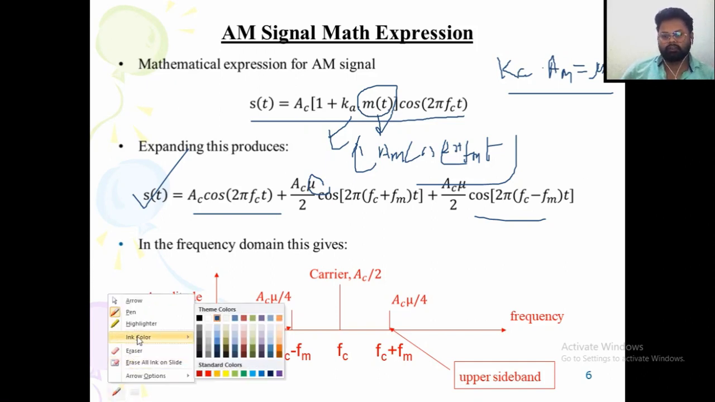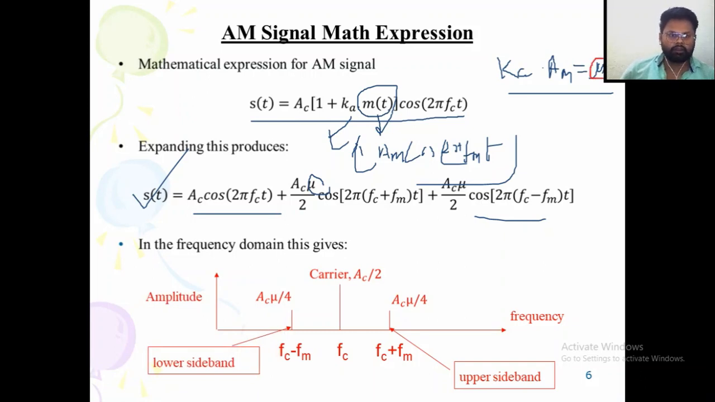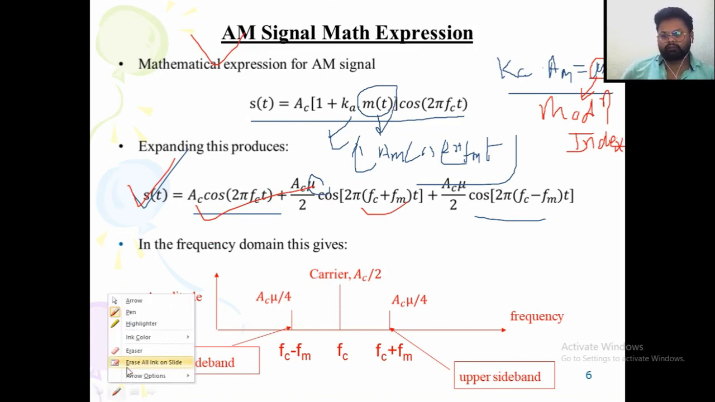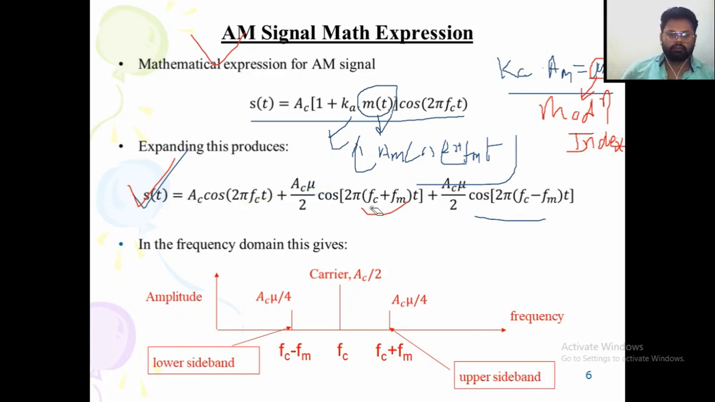Mu is nothing but the modulation index, as we have defined here. So in terms of the modulation index, we can see that we have three components. The first is the carrier component, the second is the FC plus FM component, and the third is the FC minus FM component.